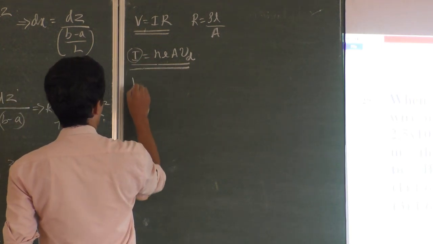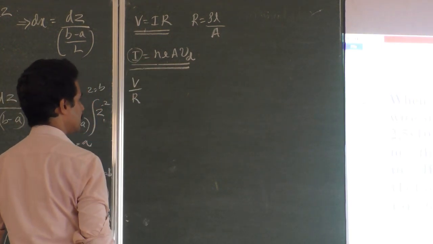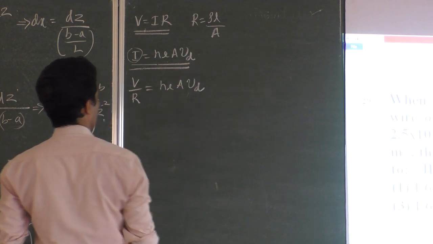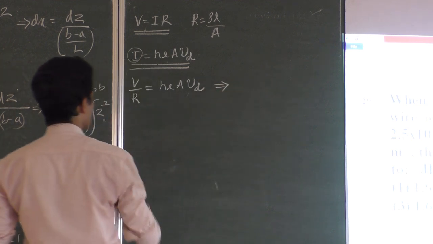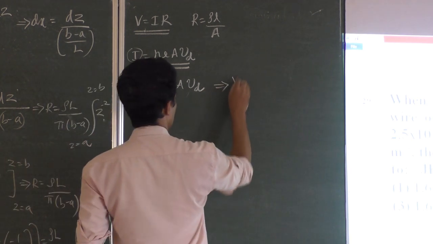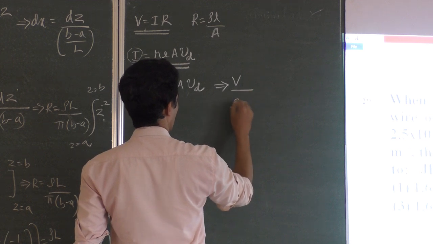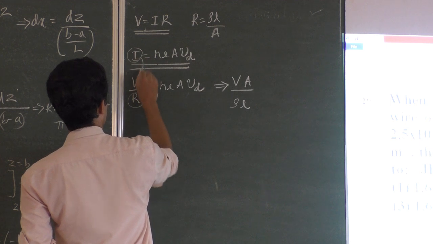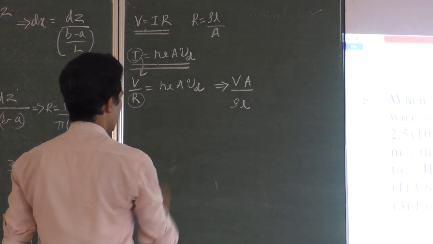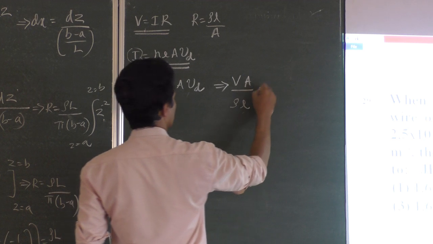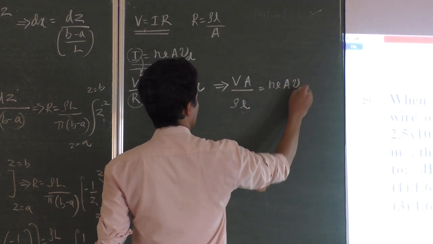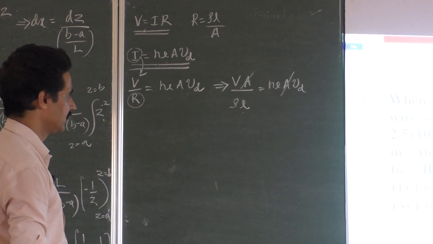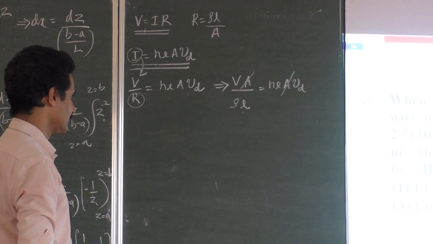What is I equal to? I equal to V by R. Voltage by resistance, that is equal to NEAVD. Now that implies, what is R equal to? Rho L by A. So V, the potential difference, by rho L by A. I have expanded I equal to V by R, and here I am expanding R, rho L by A, is equal to NEAVD. You see, area gets cancelled. So that was the problem a few minutes back, what to do with the area. Area doesn't come into the picture here at all.